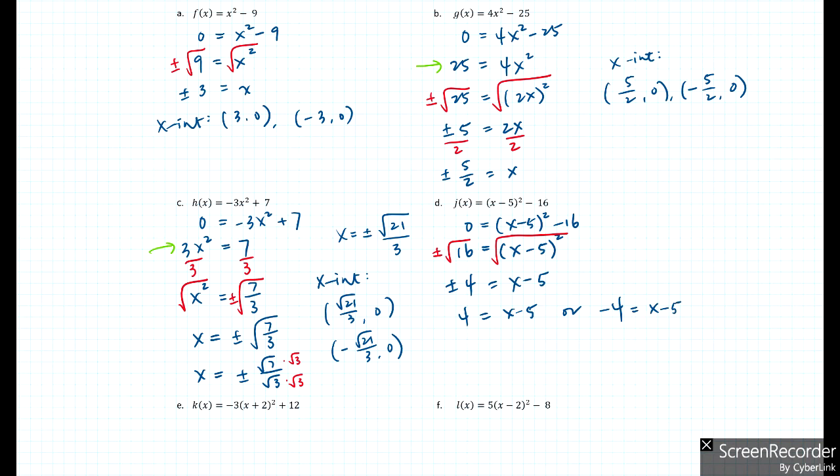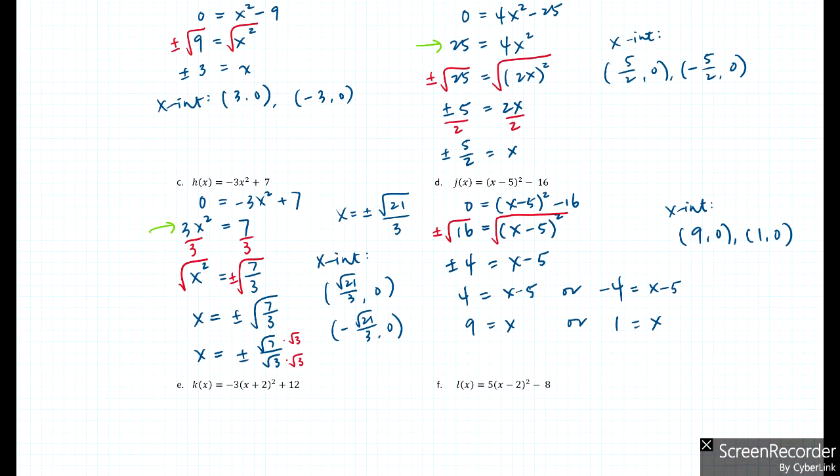Now if we want to solve for x, we can add 5 on both sides and get 9 equals x, or 1 equals x over here. So we can say our x-intercepts are going to be 9, 0, and 1, 0. These are the answers. And when we have a linear equation equal to positive or negative value, make sure you write it out to solve two separate equations, like we did in part D.